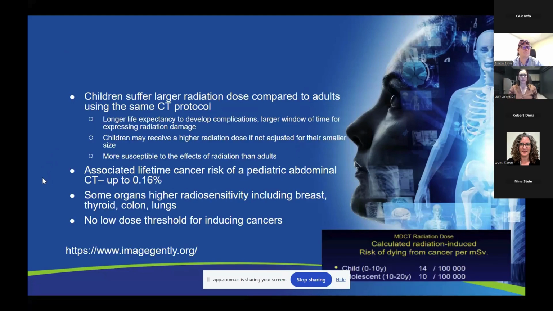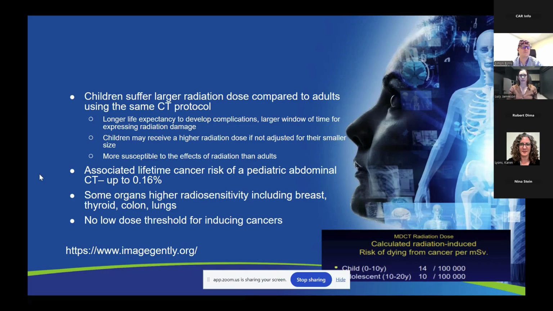Children suffer a larger radiation dose compared to adults using the same CT protocol, and this is because of their longer life expectancy to develop complications. So they have a larger window of time to express radiation damage. And children can receive a higher radiation dose if not adjusted for their smaller size. They are more susceptible to the effects of radiation than adults.